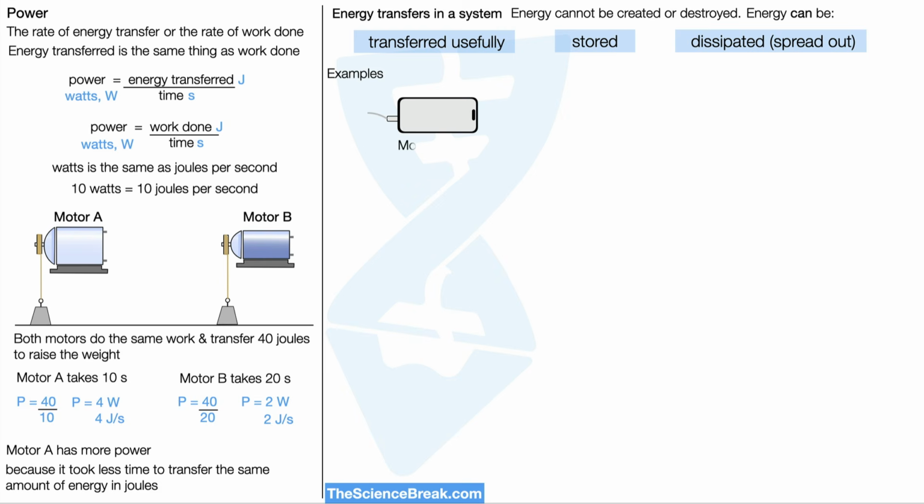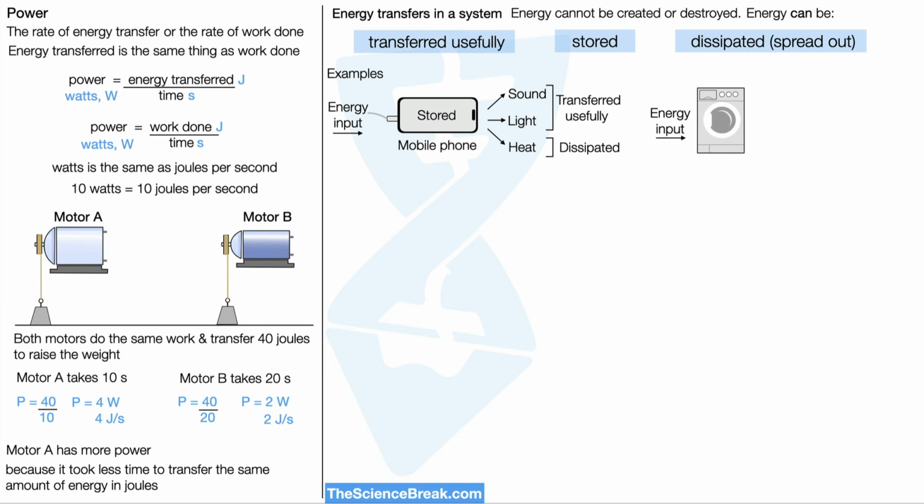Examples include a mobile phone. We have energy input into the mobile phone. Some energy will be stored in the battery. Some will be transferred as sound. Some will be transferred as light. And some will be transferred as heat. Important to remember that sound and light are transferred usefully, and the heat is not so useful to us, and it's also dissipated and spread out into the surroundings.